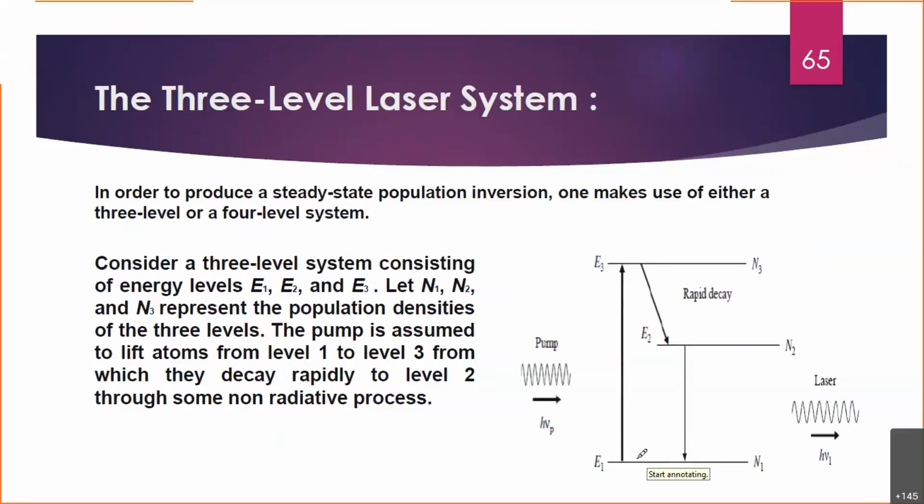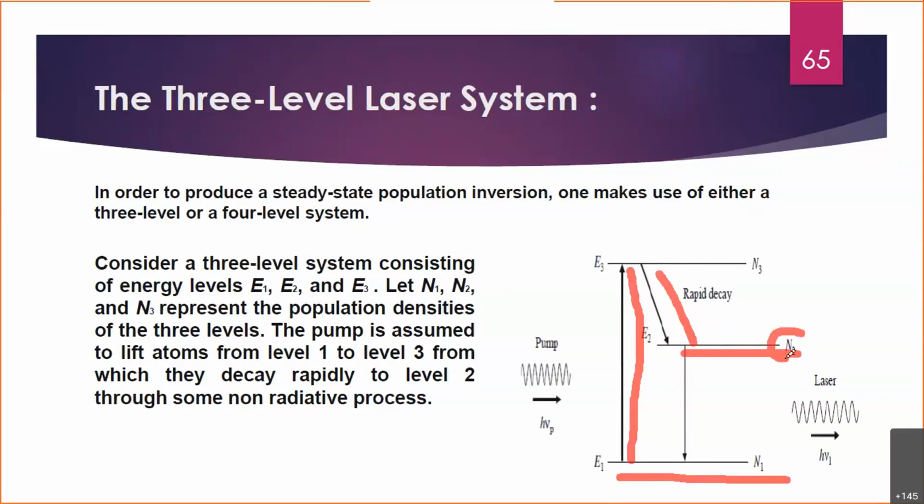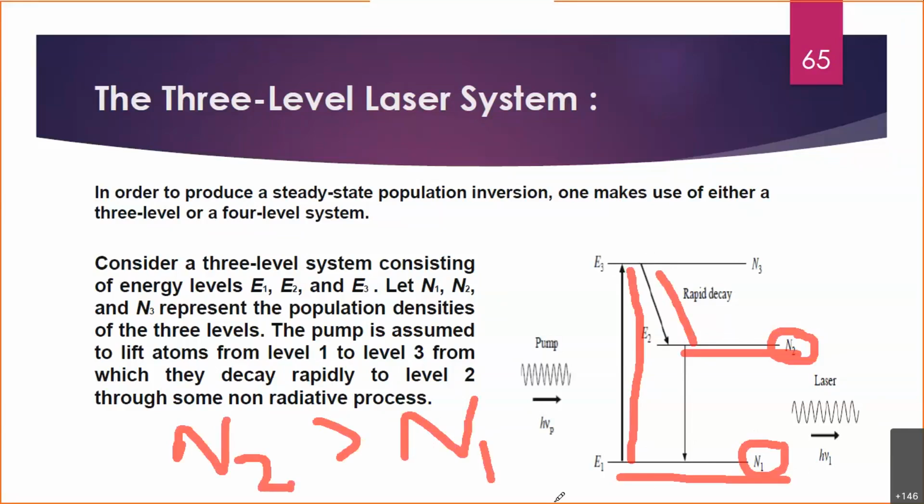So what happens? This pumping is going on, so the number of atoms in the ground level is going to be reduced. But at the same time, after spending a little time, they will come to level 2. Here the lifetime is more, so their numbers are getting increased in this part. So basically N2 is going to be large, and N1 is getting less and less because this pumping is going on, and that is how you can achieve this criterion, N2 larger than N1.